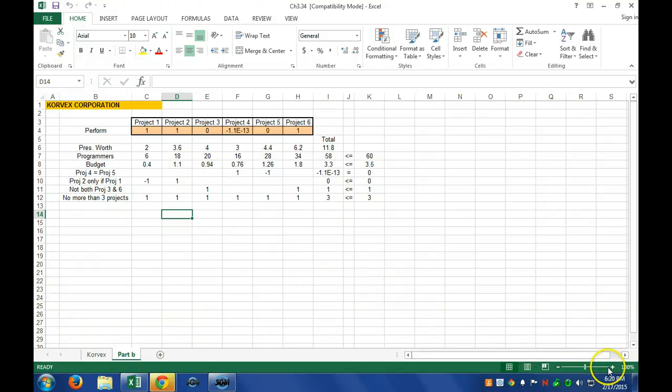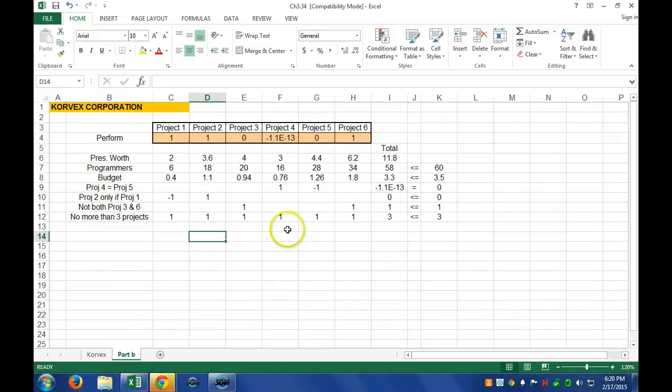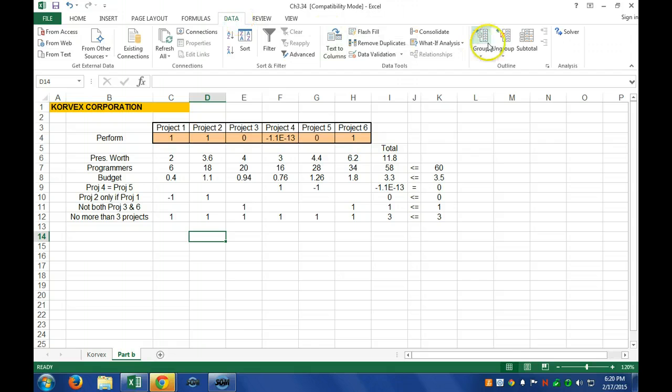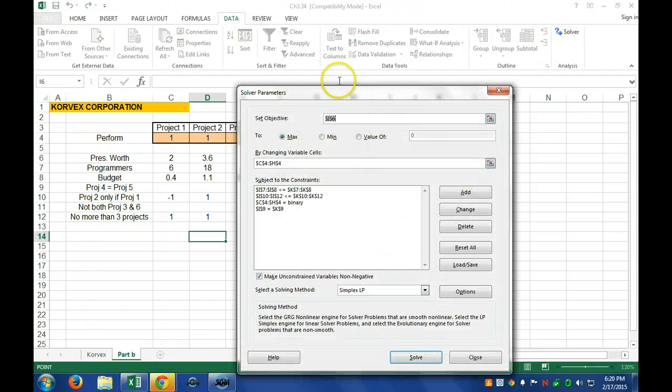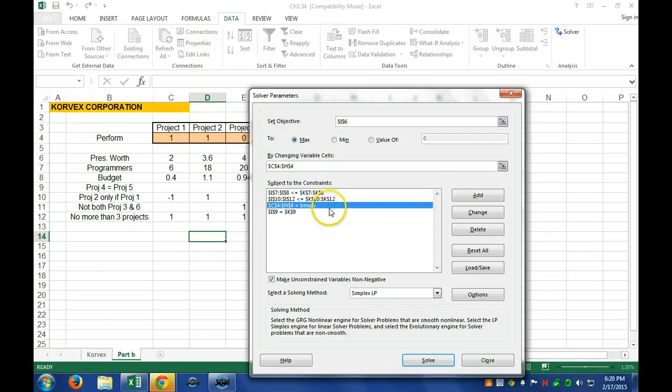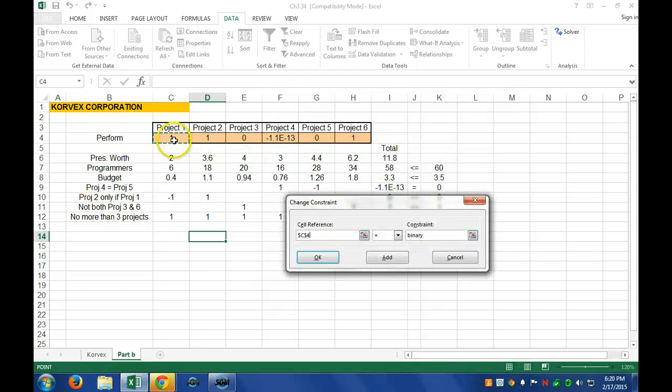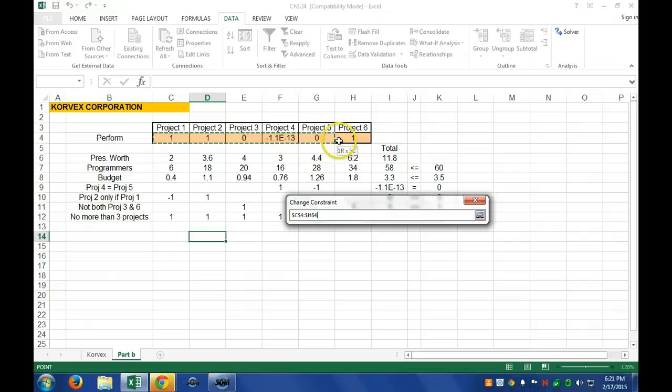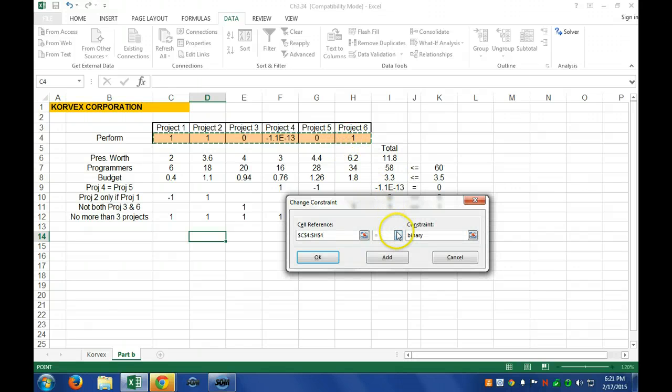Not both project 3 and 6, same way we have it, 3 plus 6 less than or equal to 1, and no more than 3 projects. Add them all up, and it has to be less than or equal to 3. If we look at the Solver for this, all of this looks the same except for one constraint, where we say all of these decision variables, C4 through H4, and we come down in the drop down and say binary. That forces them to be binary.